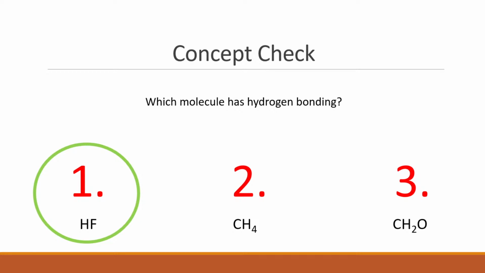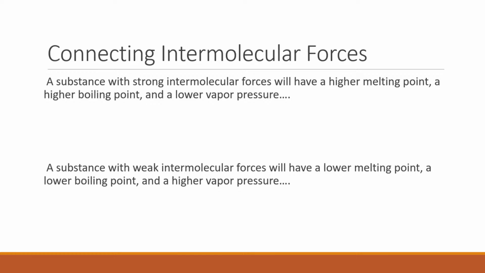Now, how does this come into play in the real world? It actually connects, interestingly, back to melting points and boiling points. Things with strong intermolecular forces have high melting points, high boiling points, low vapor pressures. Things with weak intermolecular forces have the opposite: low melting points, low boiling points, higher vapor pressures. And the reasoning for this is because of that strength of attraction within the molecules.